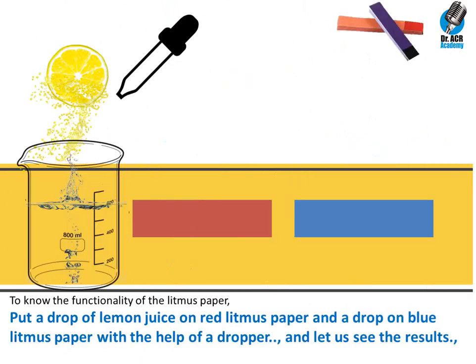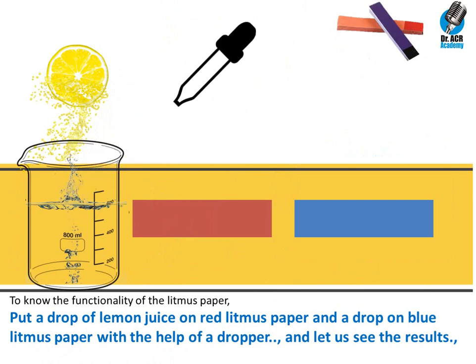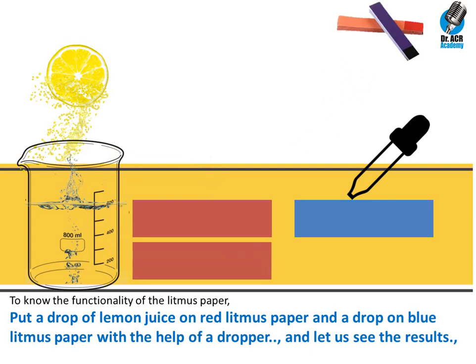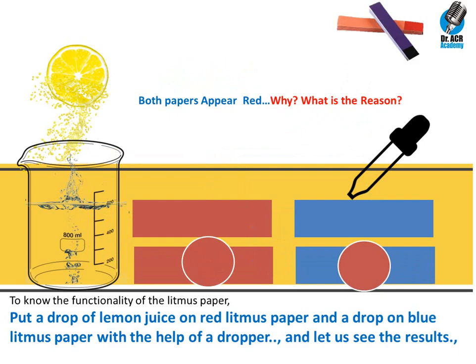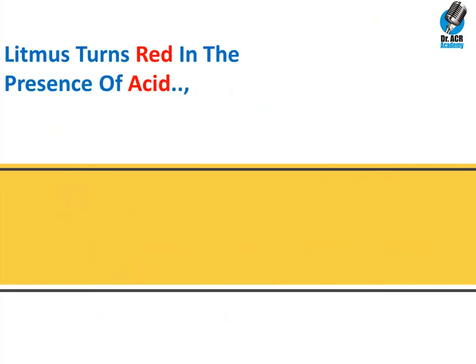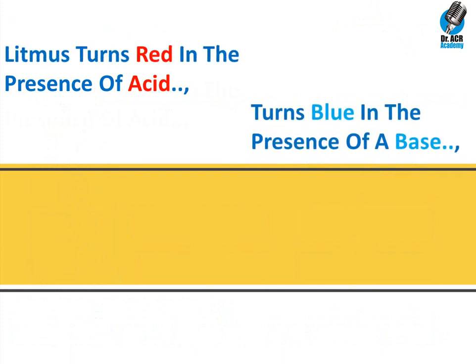To know the functionality of litmus paper, put a drop of lemon juice on red litmus paper and put a drop on blue litmus paper with the help of a dropper. Now let us see the results. In the red litmus paper, it is red, and in the blue litmus paper, it is red. Both papers appear red. Why? What is the reason? Litmus turns red in the presence of acid. Turns blue in the presence of a base.